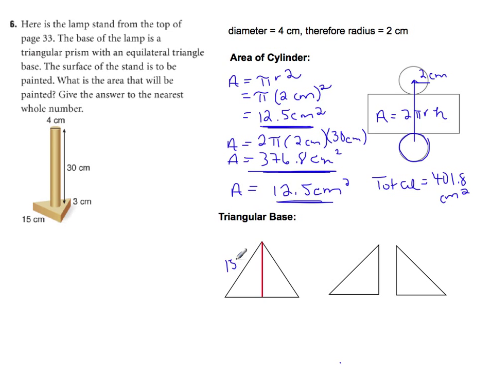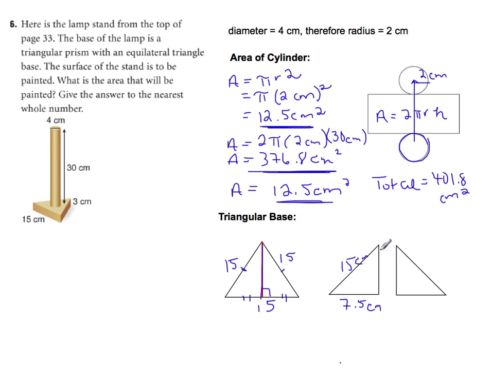Now the triangular base is a little bit more difficult because we have an equilateral triangle, so we know that all these sides are equal. However, we are only dealing with right triangular prisms, so we need to cut this in half and drop a perpendicular to the base. Since this side is equal to that side, if I drop a perpendicular, I am cutting this bottom length in half. So if I separate the two, I have 15 centimeters on the side and 7.5 centimeters on the bottom.